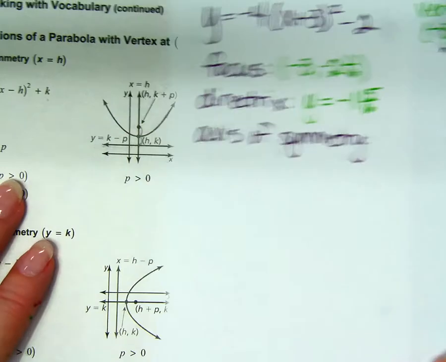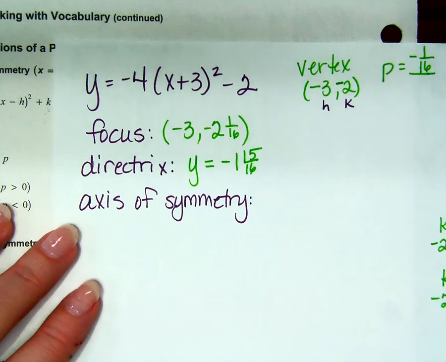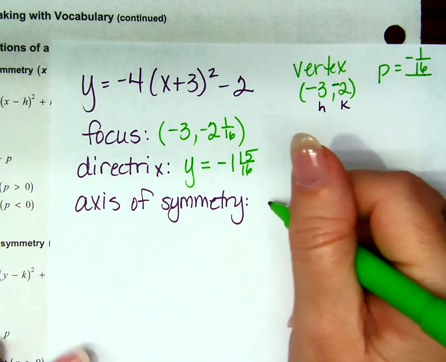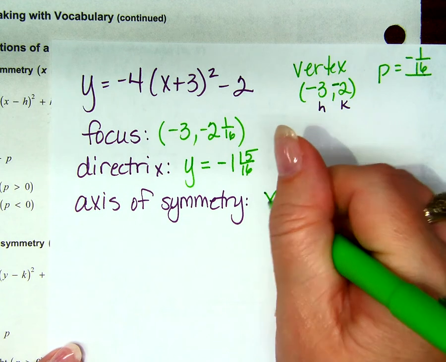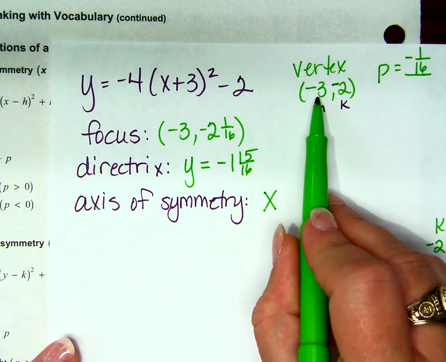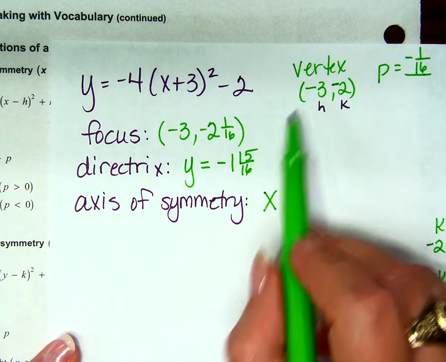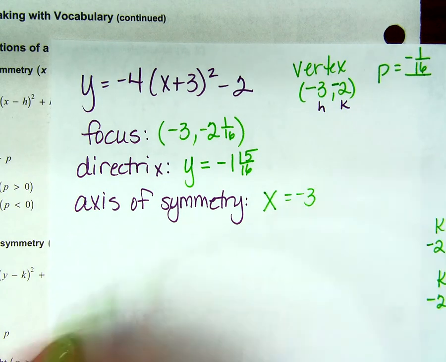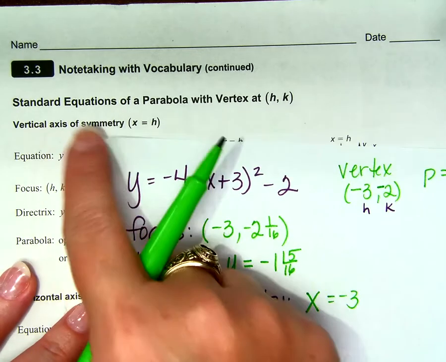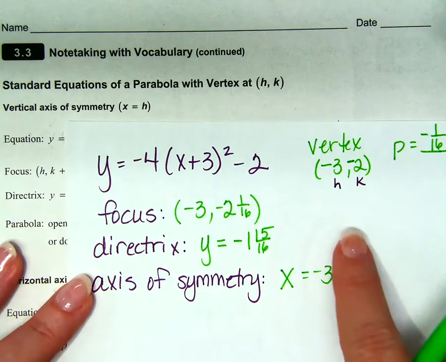Now I have to know the axis of symmetry. Well, remember what we talked about yesterday? If this is a vertical parabola that's a vertical axis of symmetry, what axis is it crossing? A vertical line crosses the x-axis. Where does it cross? Wherever the x-coordinate of the vertex is. Negative 3. Plus, just in case you didn't see it before, it tells you right here if it's a vertical axis of symmetry, it's x equals h, and we know h is negative 3.